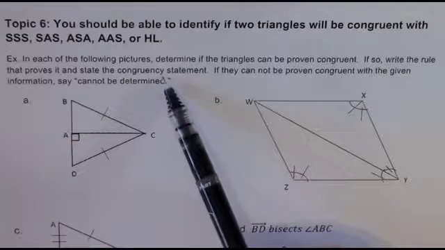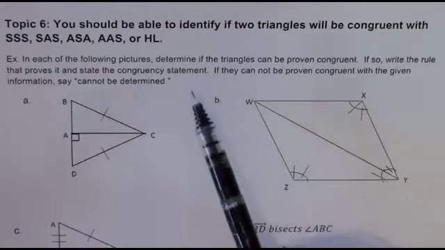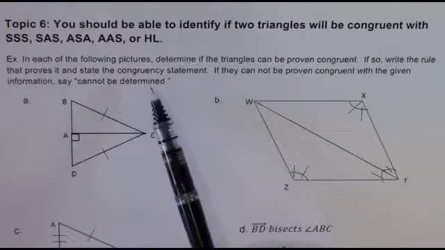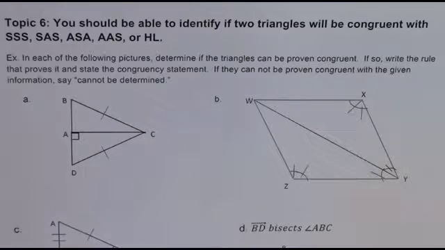However, the congruency statement only exists if the triangles are actually congruent. So if you write cannot be determined, then there will not be a congruency statement. You simply write cannot be determined and move on to the next problem. So let's look at this picture.